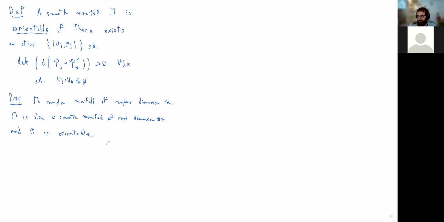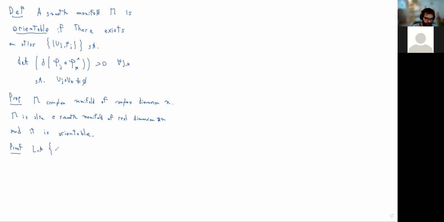So if you have a complex manifold M, you can always see this as a real manifold of double the dimension. And as such, it is an orientable manifold. And this comes from the Cauchy-Riemann equations. So let's just give the quick proof of this fact.